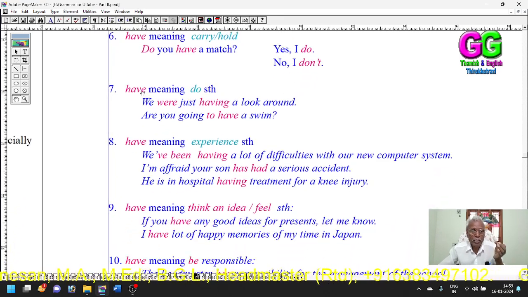Then seventh use: have can be used in the meaning of do something. We are just having a look at. We were just having a look around. That is doing something, looking around. Are you going to have a swim? Have is used in the meaning of do something, and it can be used in any tense.